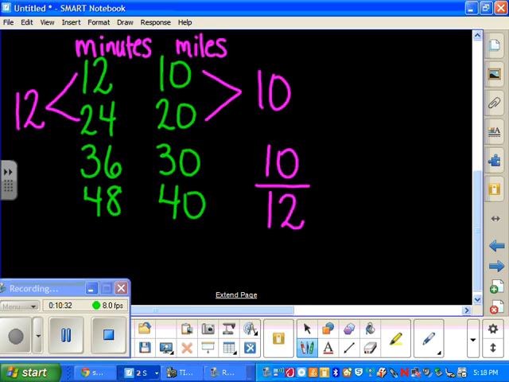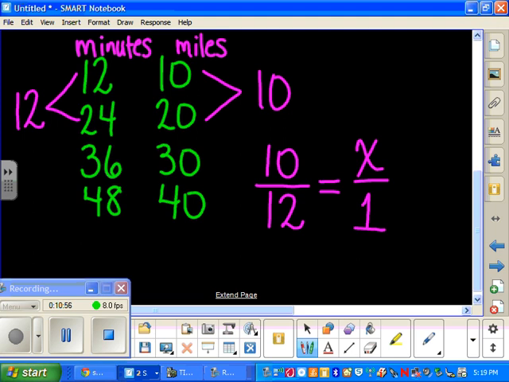over 12. And we're trying to change this to 1 minute. Okay, my minutes are on the bottom. I have 12 minutes on the bottom, so I'm going to set that equal to 1 minute on the bottom. And I want you to see how many miles that will be.